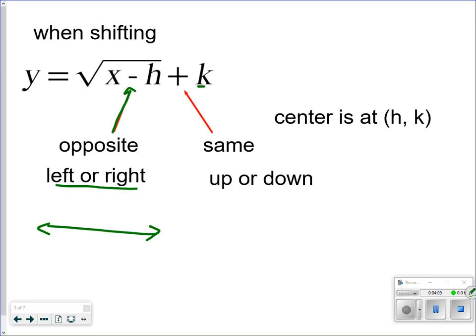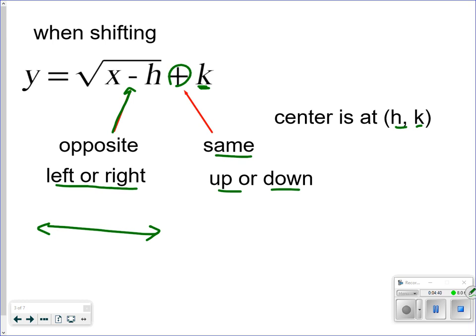If you have a k number sitting in the back, you are going to move that graph up or down, and you are going to move it the same direction as whatever the sign says. So if it says plus 7, that means you have to move the graph up 7. If it says minus 5, you're going to move the entire graph down 5. And then the center of your curve, no matter what, will be located at the ordered pair (h, k).